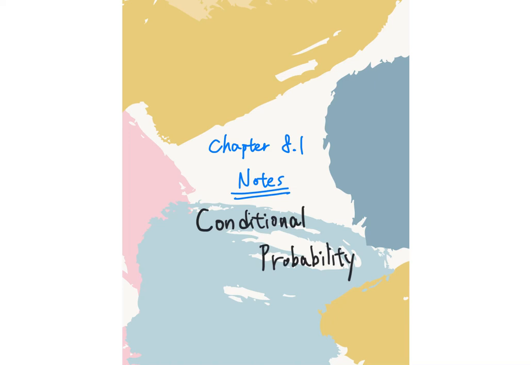Okay, for this video, we will talk about chapter 8.1, and it's about conditional probability. You've learned conditional probability in the compulsory part, but here for module 1, we will talk about it more deeply. To start with, we should talk about the Venn diagram.